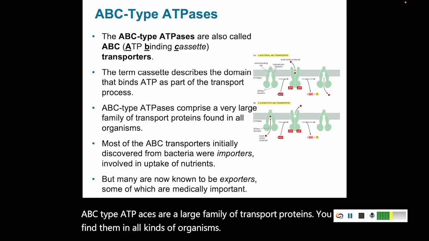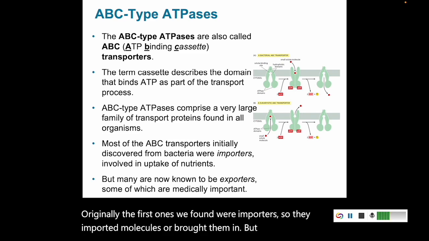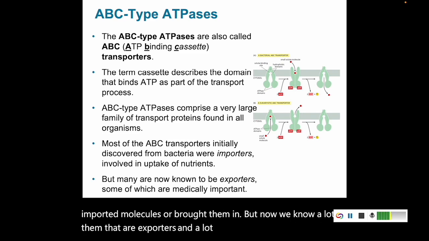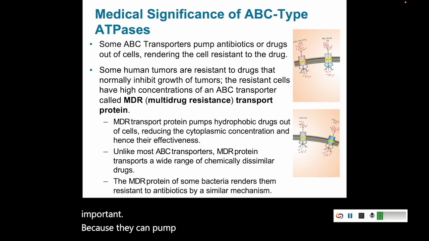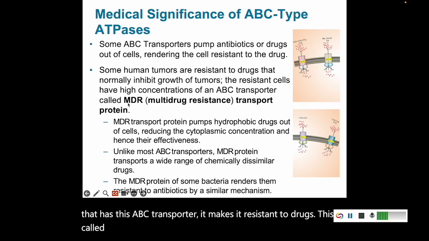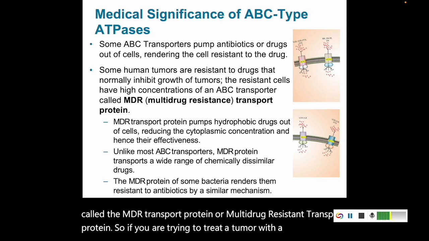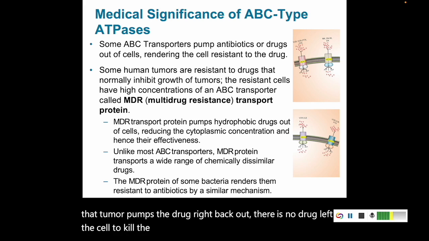Originally, the first ones we found were importers, so they brought molecules in. But now we know a lot of them that are exporters, and a lot of them are very medically important because they can pump drugs out of cells. So if you have a tumor that has this ABC transporter, it makes it resistant to drugs. This is called the MDR transport protein, or multidrug resistant transport protein. So if you are trying to treat a tumor with a drug, and that tumor pumps the drug right back out, there's no drug left in the cell to kill the cell. So that cell that pumps out the drug becomes resistant.